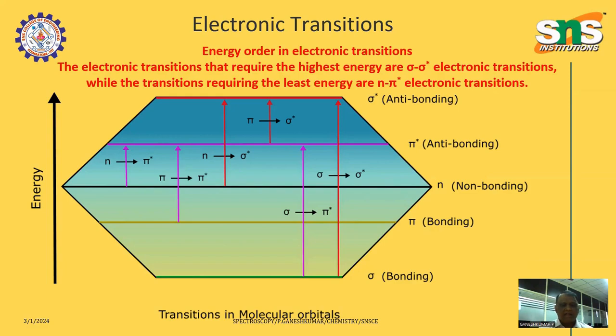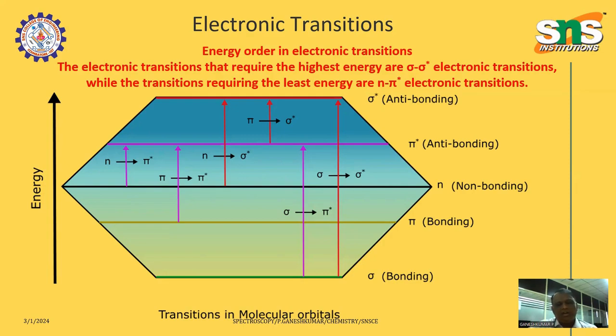See the lowest line, the green line at the bottom of the slide, sigma bonding. An electron can jump from the sigma bonding level to the sigma star anti-bonding level, which represents a very high energy level. So the electron jumps from here to here. Sigma to sigma star is the highest energy one, and the least energy is n to pi star. The n and pi star are next to each other, so the energy required for them is very less.